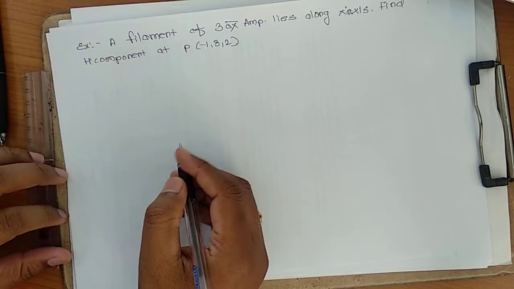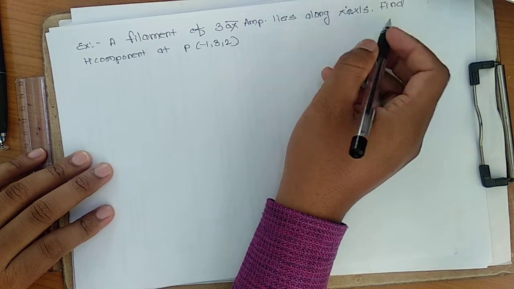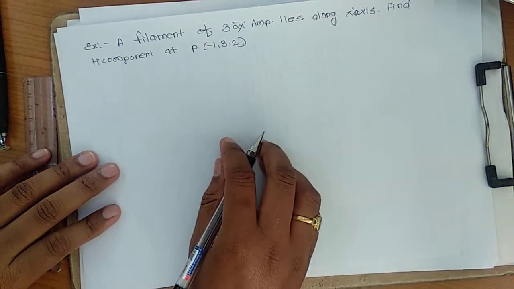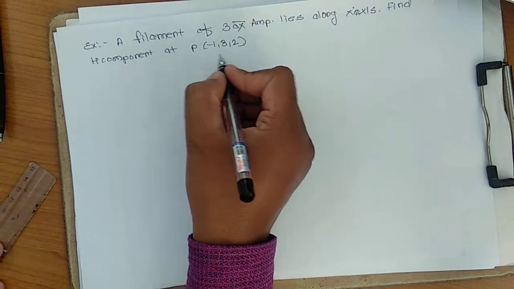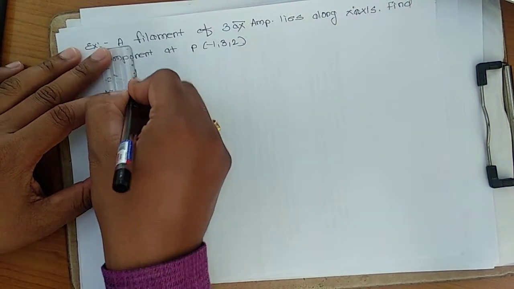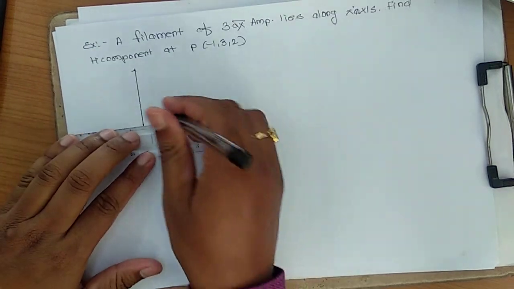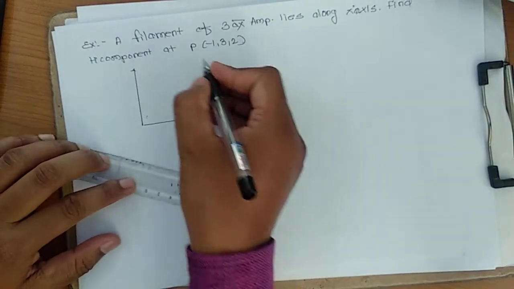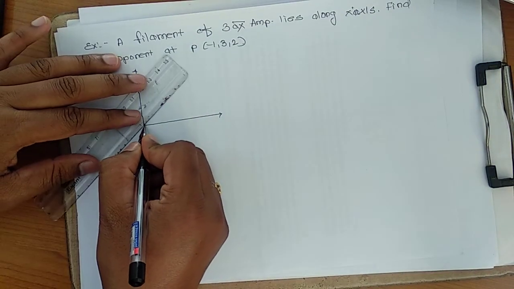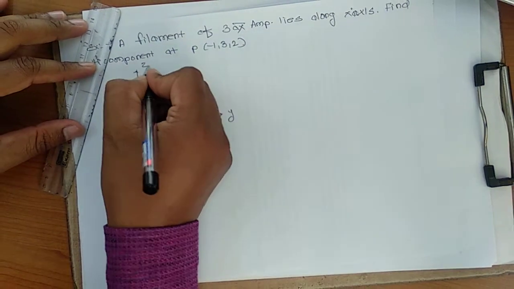We will take one problem: a filament of 3x bar ampere lies along the x-axis. Find the H component at P(minus 1, 3, 2). So we have to find out that at minus 1, 3, 2. I will draw the Cartesian coordinate system because the point P is given in the Cartesian coordinate system, with standard x, y and z.